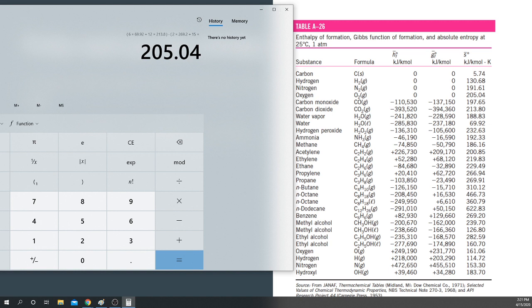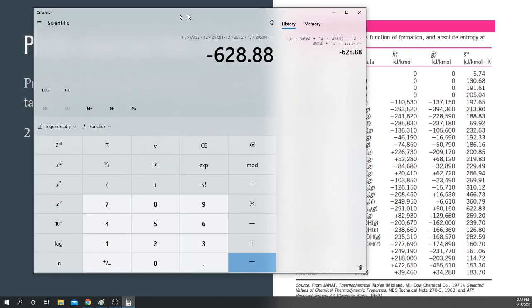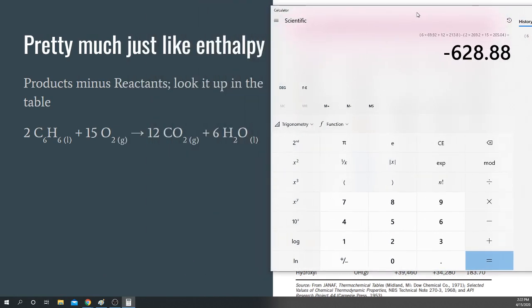But for real substances at real temperatures, you are not going to have a 0 entropy. Okay? So that is something to keep in mind. So for the combustion of benzene, we're looking at negative 628.88 joules per Kelvin. Okay. Now, does that make sense?